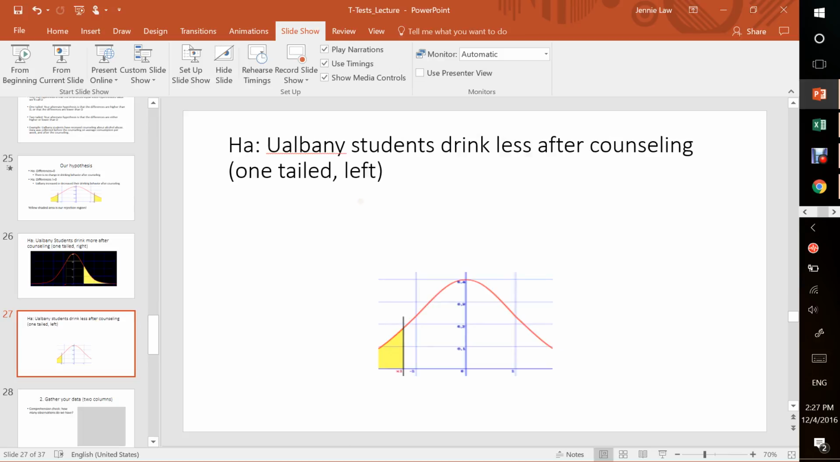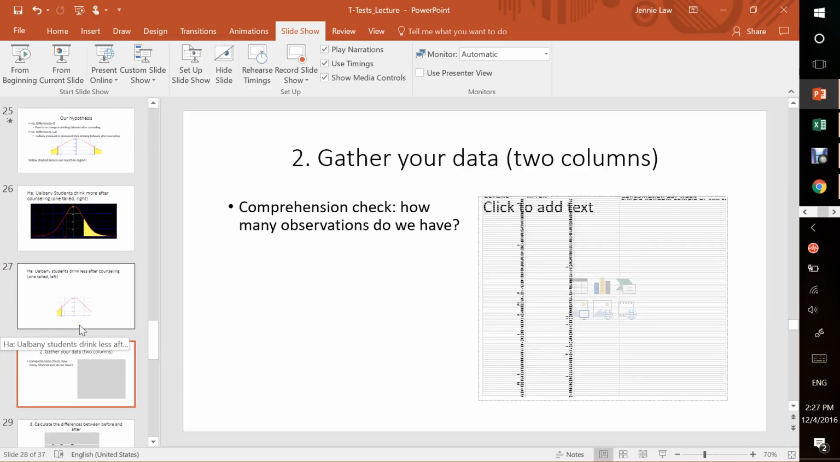Now we could have a different alternate hypothesis if we took the one-tailed approach that you Albany students drank less after counseling. And if we were focused on that, right, the implication is that the counseling was associated with lower levels of drinking. But if the program actually made students drink more, which would be over here on this side, we would not be able to detect that effect. So that's setting up our hypothesis.